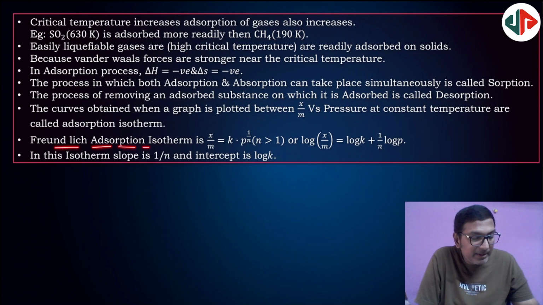Freundlich adsorption isotherm is x by m equal to k into p power 1 by n. Here x by m is the amount of substance adsorbed per unit mass of adsorbent, k is a constant, p is the pressure of gas, and 1 by n is the power. Next, log x by m equal to log k plus 1 by n log p. Here the slope is 1 by n and the intercept is log k.